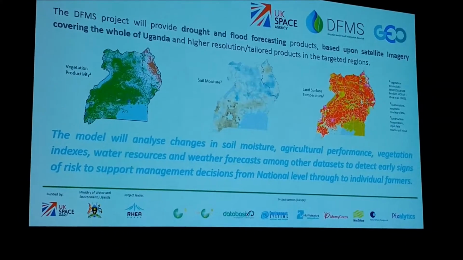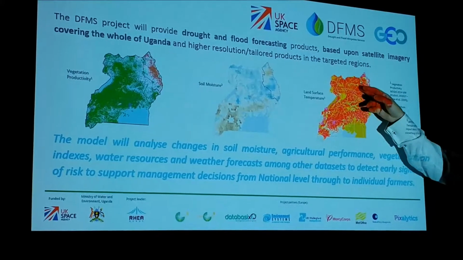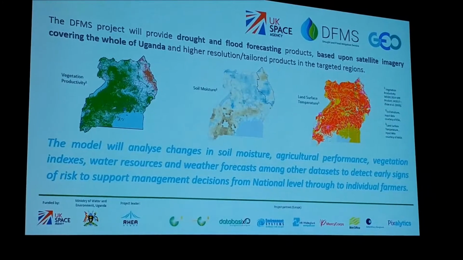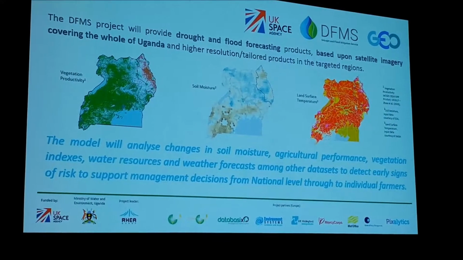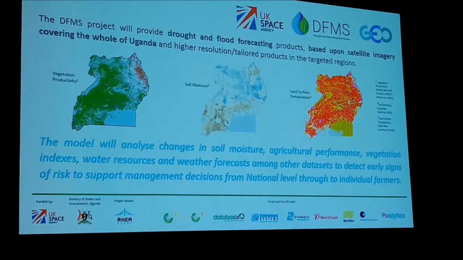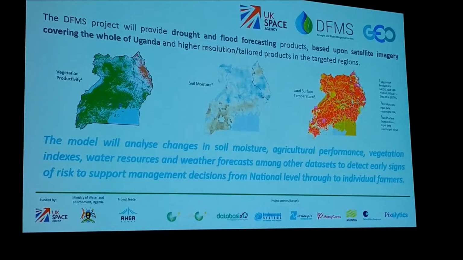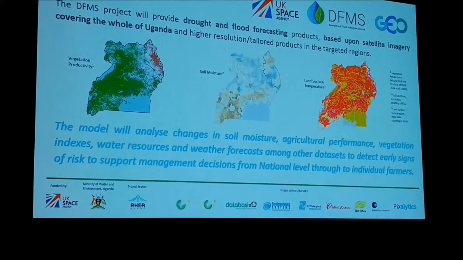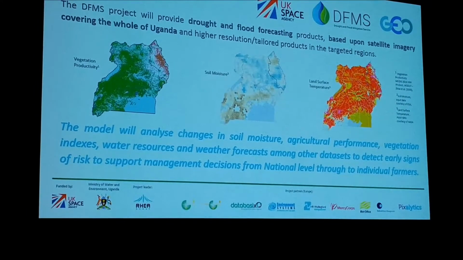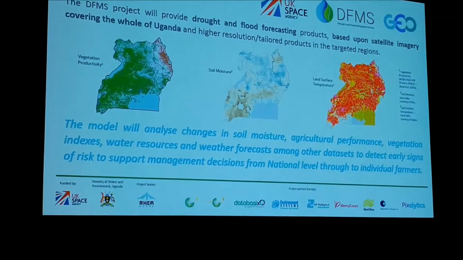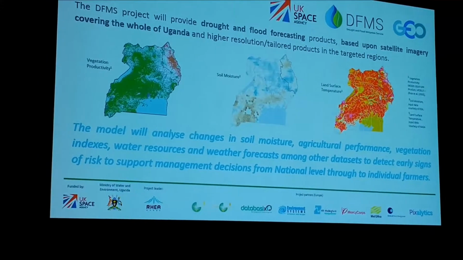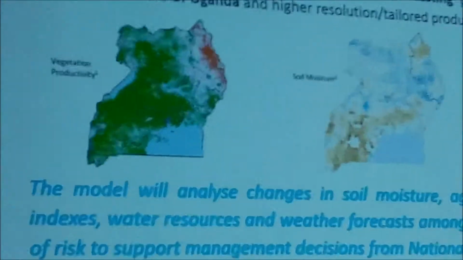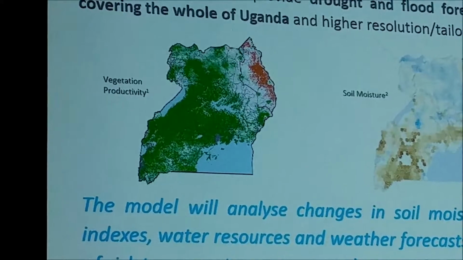This area here, northeast of Uganda, near Kenya, is one of the areas most affected by droughts and floods. We use Earth observation data directly, or derived data plus climate data, to provide an early warning platform to the national authorities, the people that actually decide nationally what to do in case of drought or flood.